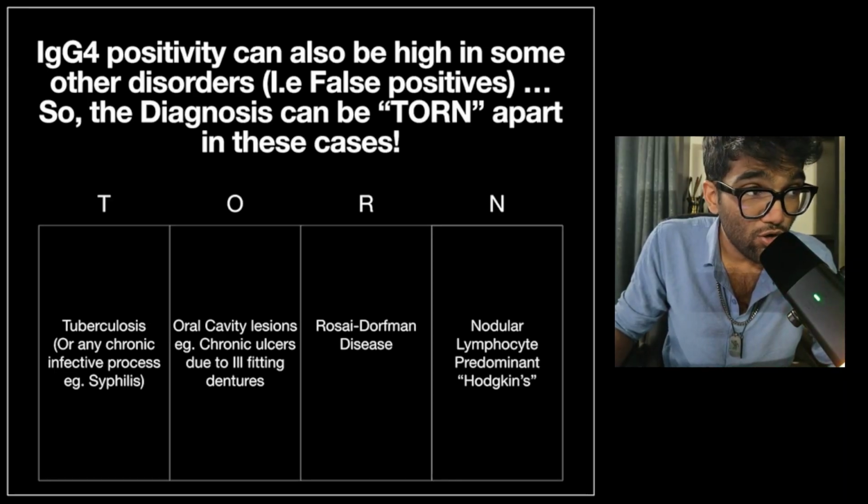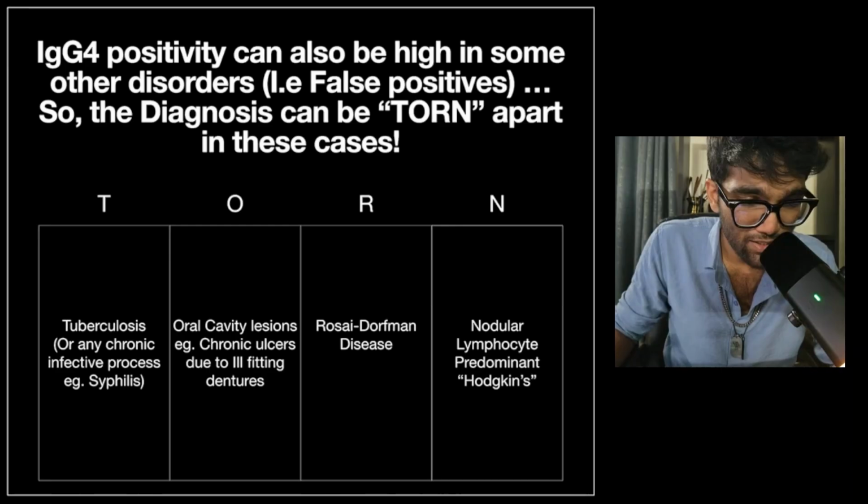N stands for nodular lymphocyte predominant Hodgkin's, and we'll be discussing the histopath of this entity. It's not really a Hodgkin's lymphoma; it's actually a B cell lymphoma, but because of the presence of a particular histopathological appearance, it is grouped under Hodgkin's. So that's why the code.